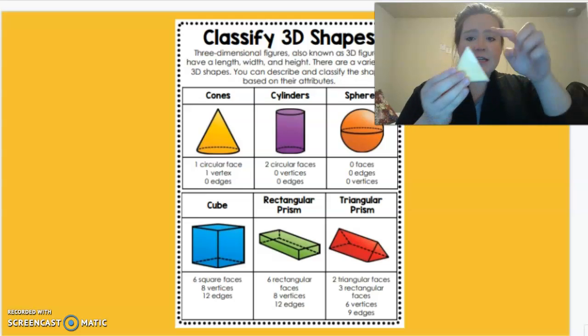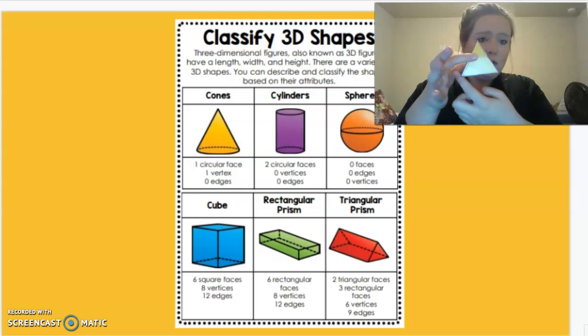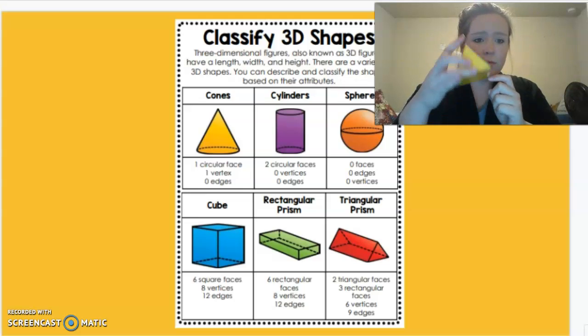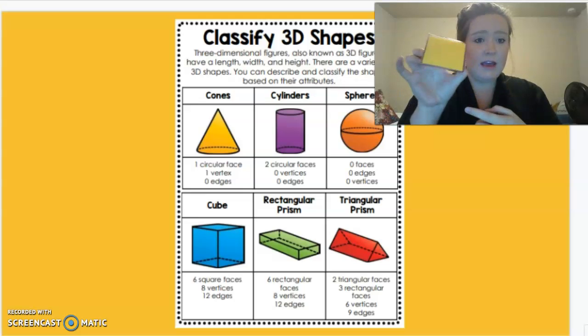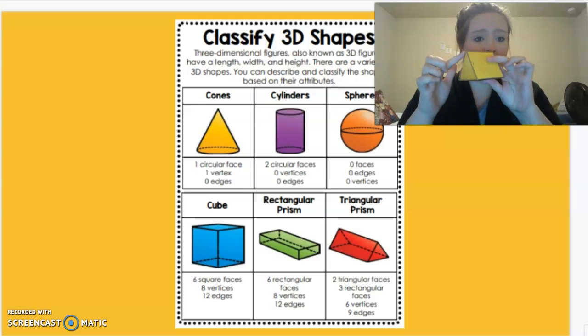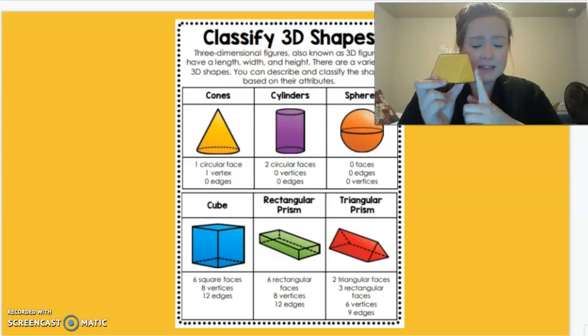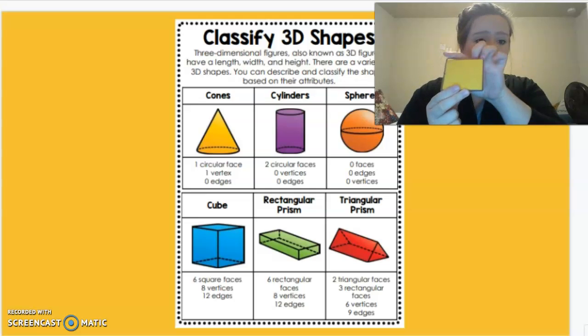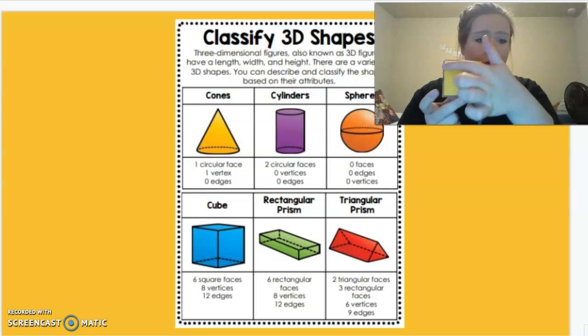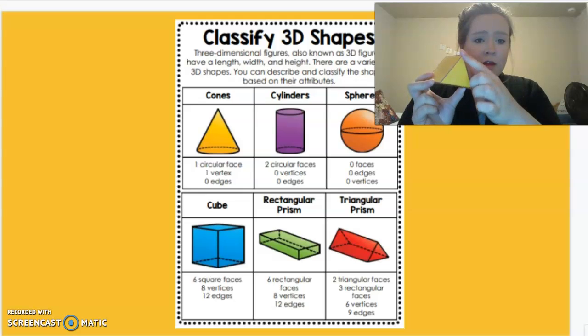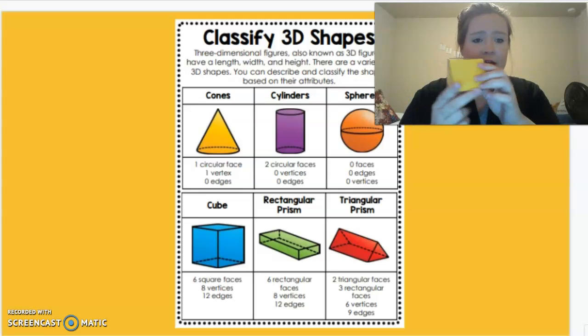You have 6 vertices. 1, 2, 3, 4, 5, 6. Okay. And then 9 edges. 1, 2, 3, 4, 5, 6, 7, 8, 9 back here. Okay.